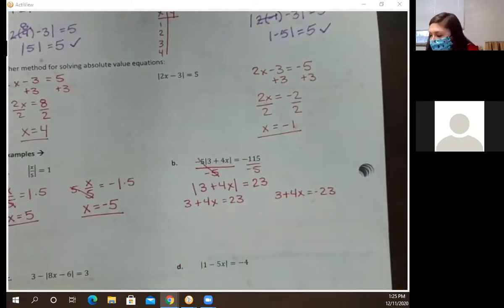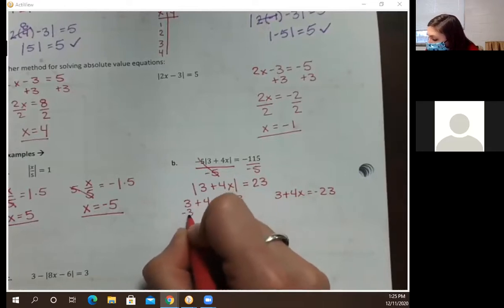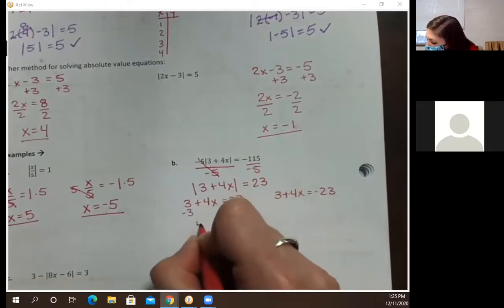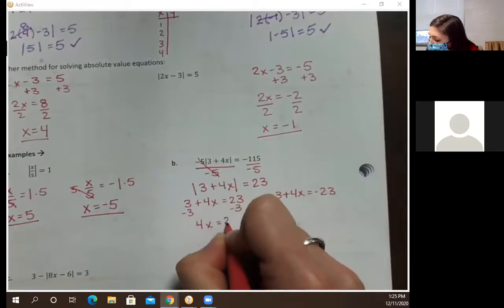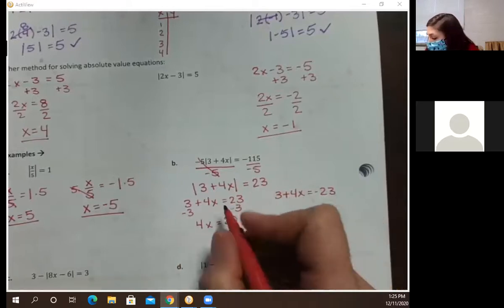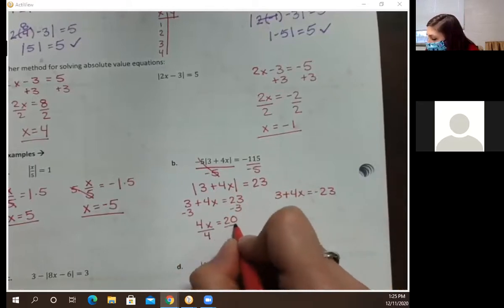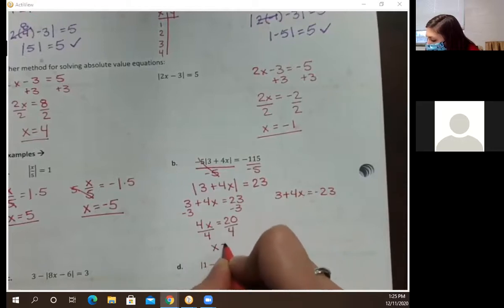From here, solve for x. So subtract 3 from both sides. We get 4x equals 20. And then divide both sides by 4. And we get x to be 5. So there's one solution.